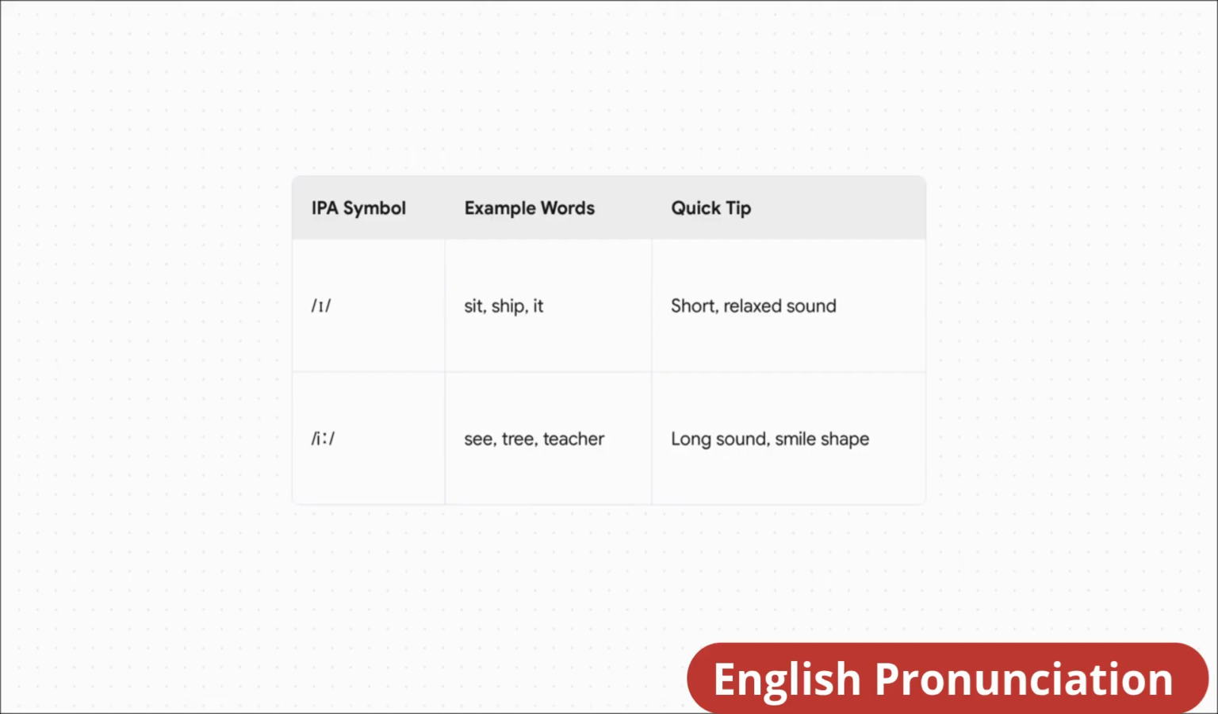Okay, this is where it gets really cool, because a tiny change in your mouth can make a huge difference in meaning. So let's take ship and sheep. For ship, that short I sound, your mouth is all relaxed. But for sheep, that long E sound, you've got to stretch your lips, kind of like you're smiling. It's a physical thing, and it creates a totally different word.